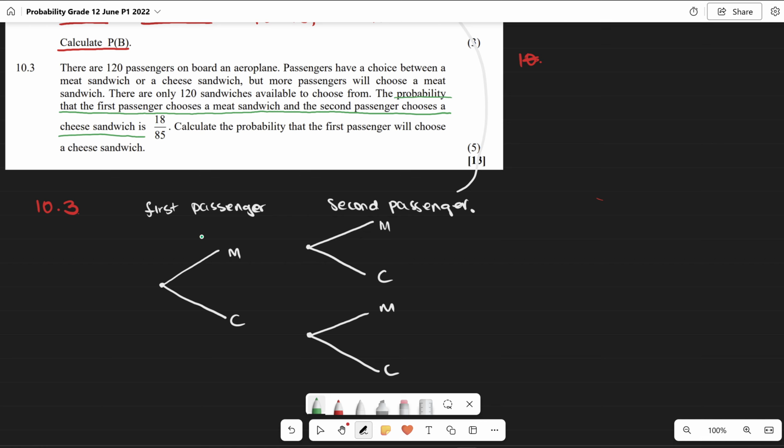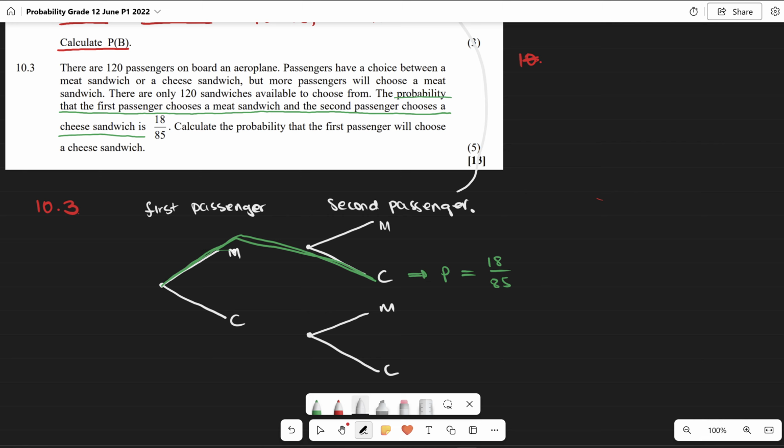So what is this probability? The first passenger chooses meat, and the second passenger chooses a cheese sandwich. So it's meat and cheese, this probability right here of this part. We know that we have the probability of that equal to 18 over 85, and we are also told that more passengers will choose a meat sandwich. So what can we do now?